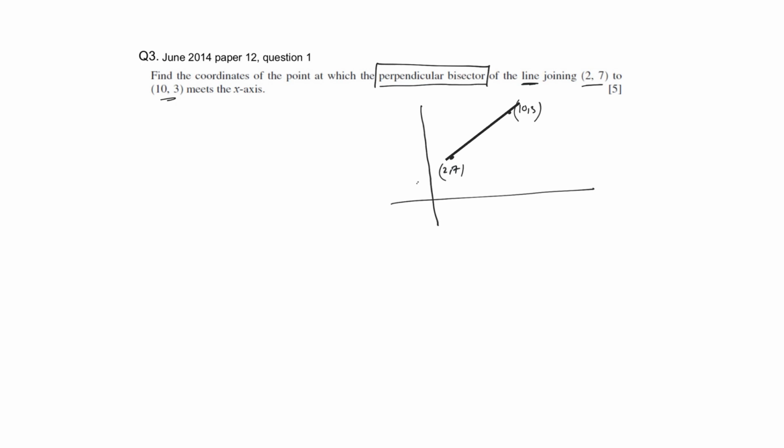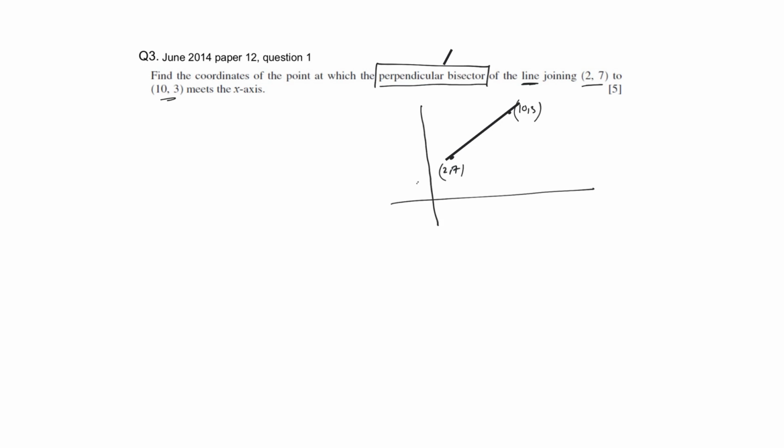So in this question, you are being asked to find the coordinates of the point at which the perpendicular bisector of the line joining these 2 points meets the x-axis. It's very important for you guys to visualize what's happening. We have a line that is passing through (2, 7), let's say, and (10, 3), and the perpendicular bisector of the line joining these 2 points. Let me draw a line for you guys. So this is a line passing through these 2 points, and we have been given a perpendicular bisector.